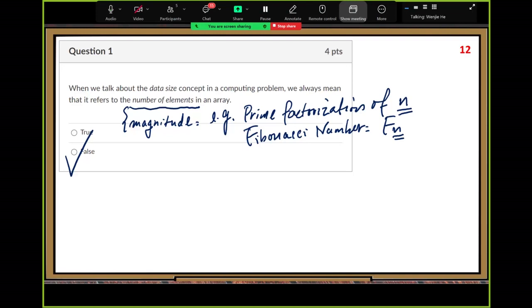Another one is the GCD problem, greatest common divisor. You need to find the GCD of m and n. For the problem size, you can use the maximum of m and n, the larger one of the two numbers. You can use that as the problem size. So there are many examples where we use magnitude as the problem size.